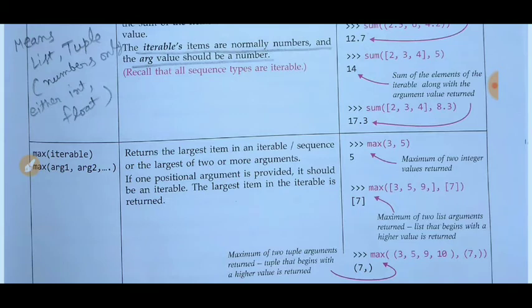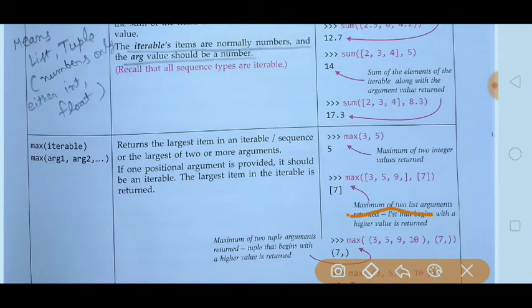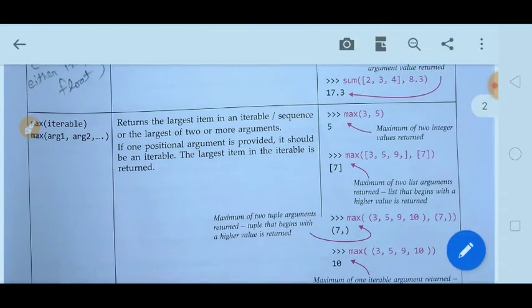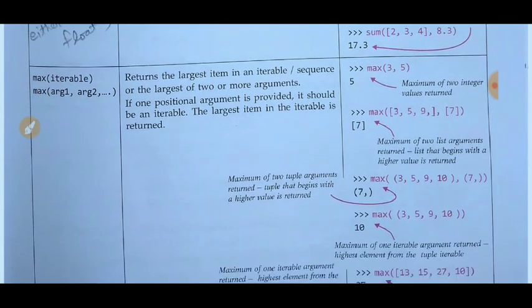See the description. Description is this one: the maximum of 2 list arguments is returned. The list that begins with a higher value is returned. So here the list that begins with a higher value, 7, started with a higher value. So the second list's first value is higher than the first list. So it will return answer 7. Similarly, next one, it returns answer 7.